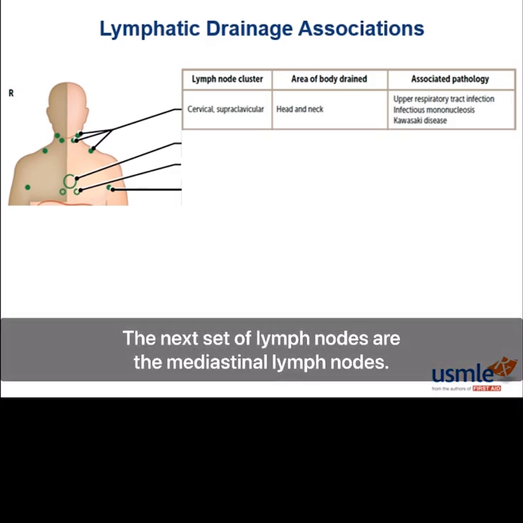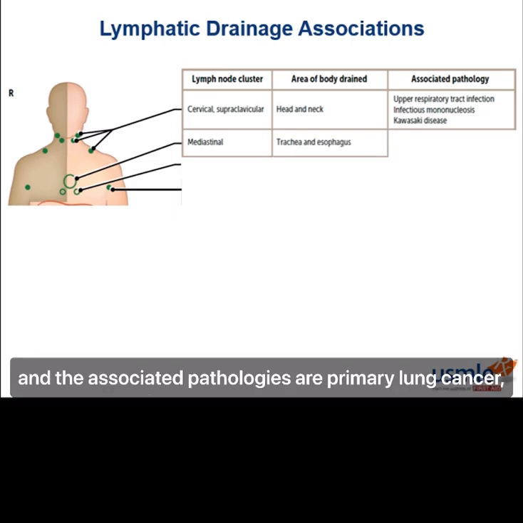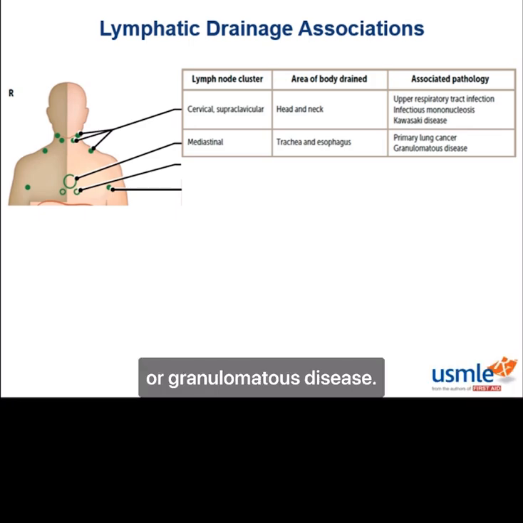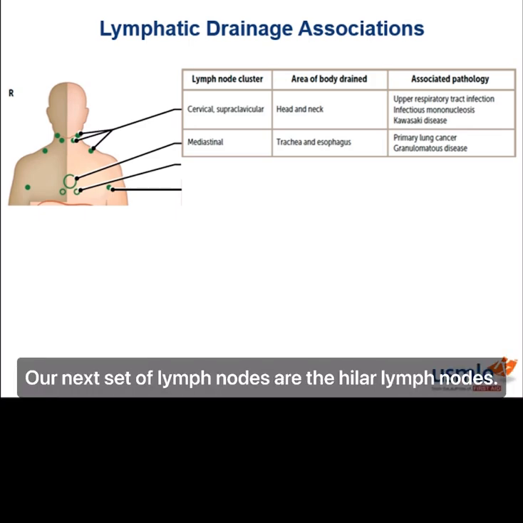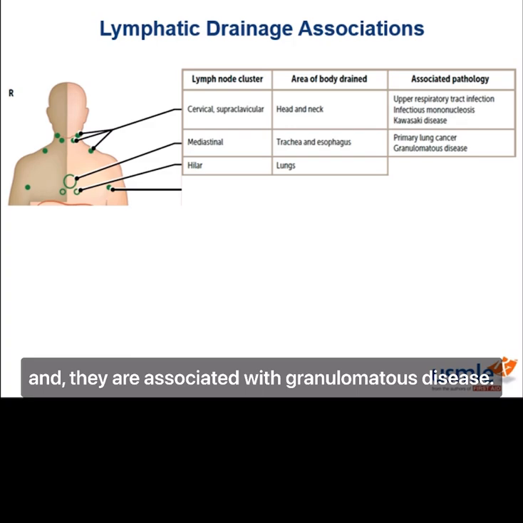The next set of lymph nodes are the mediastinal lymph nodes. The mediastinal lymph nodes drain the trachea and esophagus, and the associated pathologies are primary lung cancer or granulomatous disease. Our next set of lymph nodes are the hilar lymph nodes. The hilar lymph nodes drain the lungs, and they are associated with granulomatous disease.